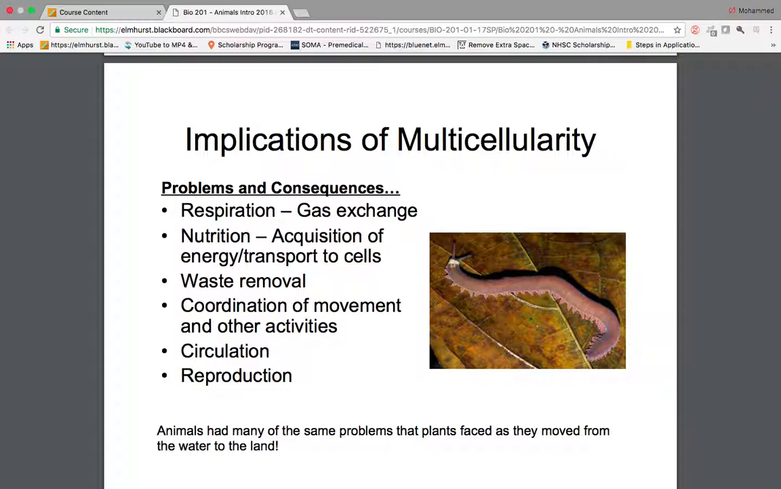So there's a way to get bigger without actually having your cells get bigger. Bigger might have been a competitive advantage over other cells because now you are able to either engulf other cells or acquire more nutrients because you're actually covering more area. But as you keep getting bigger and bigger, you still have this same problem.